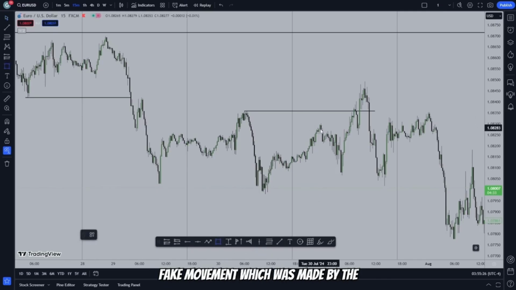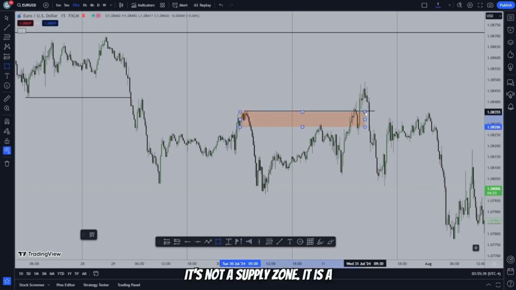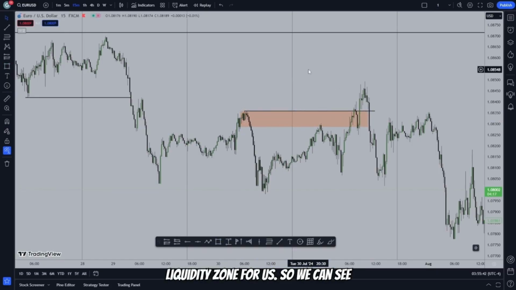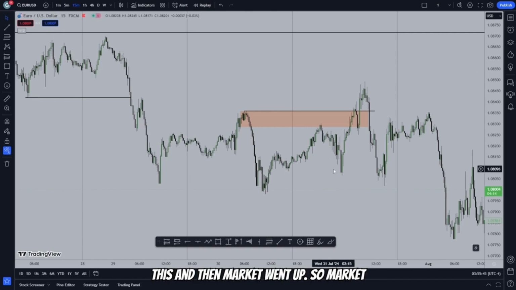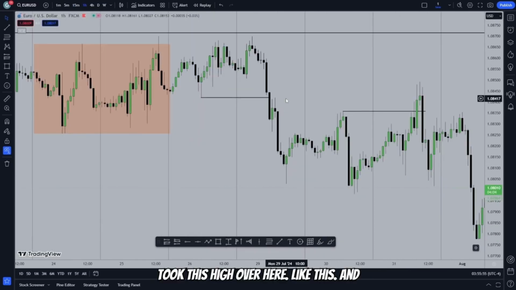So this was the fake movement which was made by the market makers, and they want people to get into this idea that the market is falling down. But it's not. It's not a supply zone, it is a liquidity zone for us. So we can see this, and then the market went up, took this high over here, and if you go a little bit higher time frame, took this high over here, and there was an imbalance over here. It tapped into this imbalance.